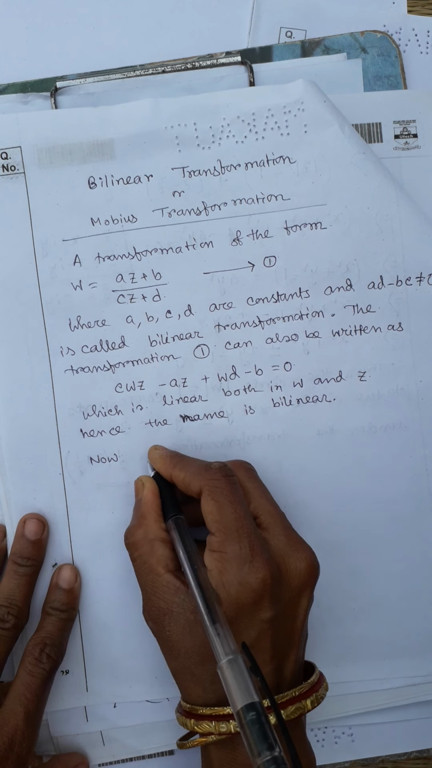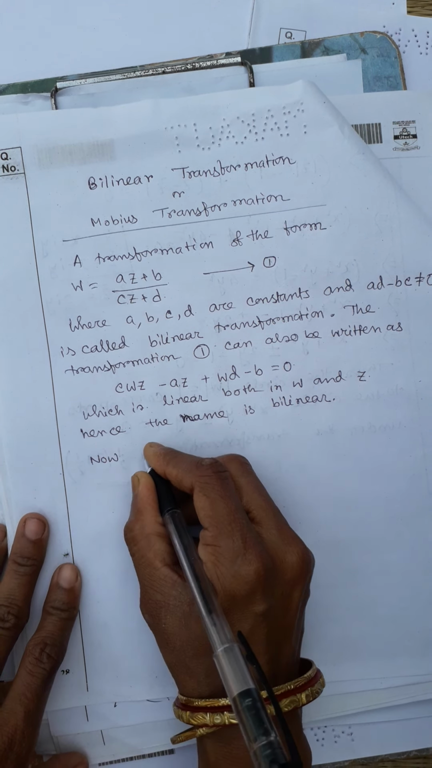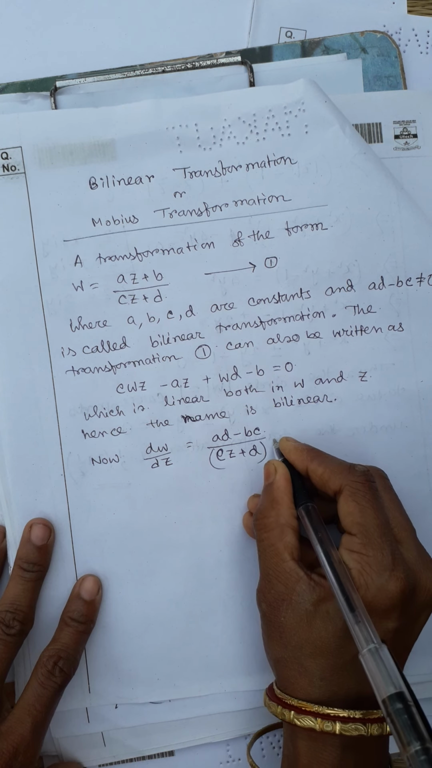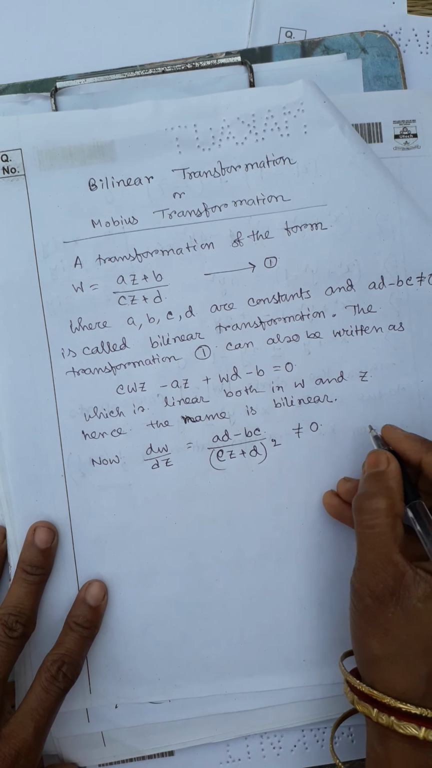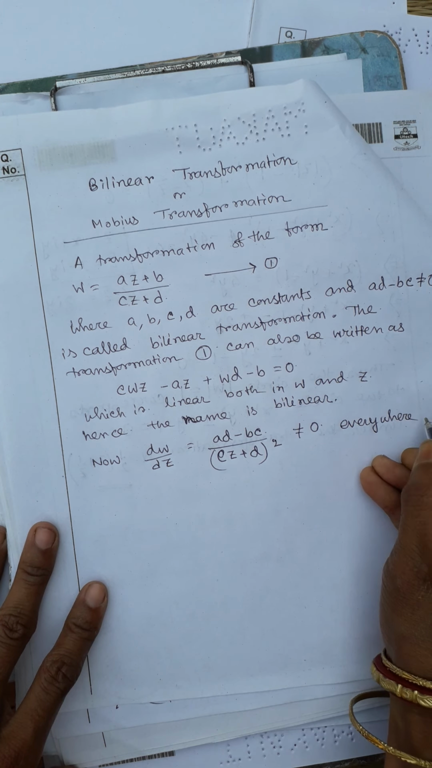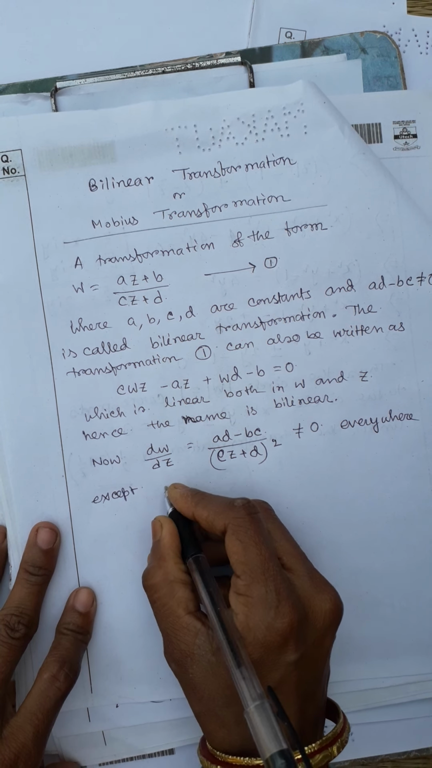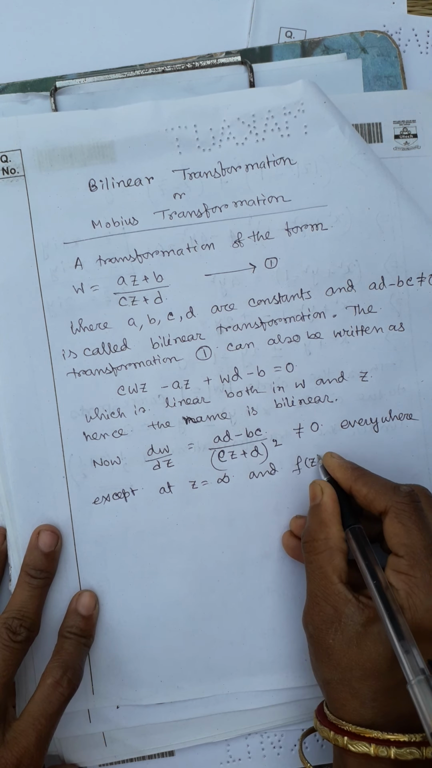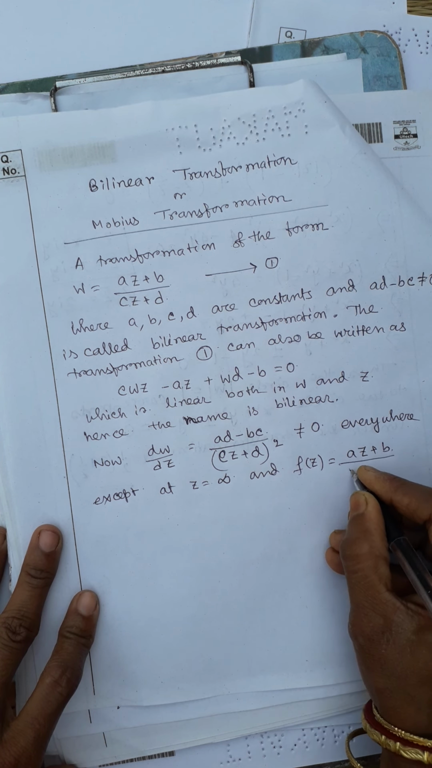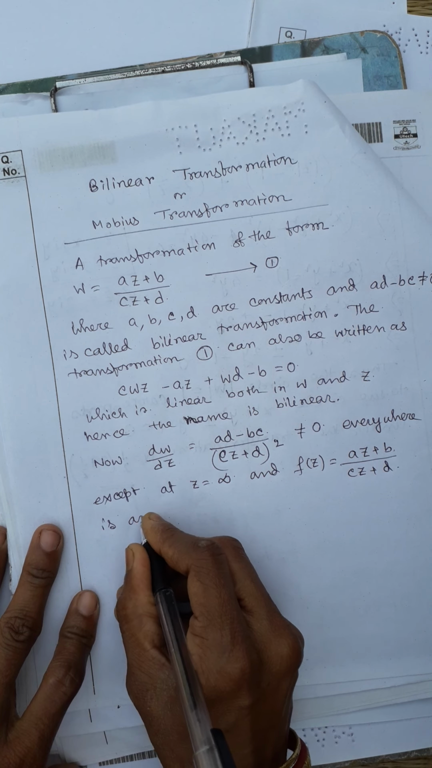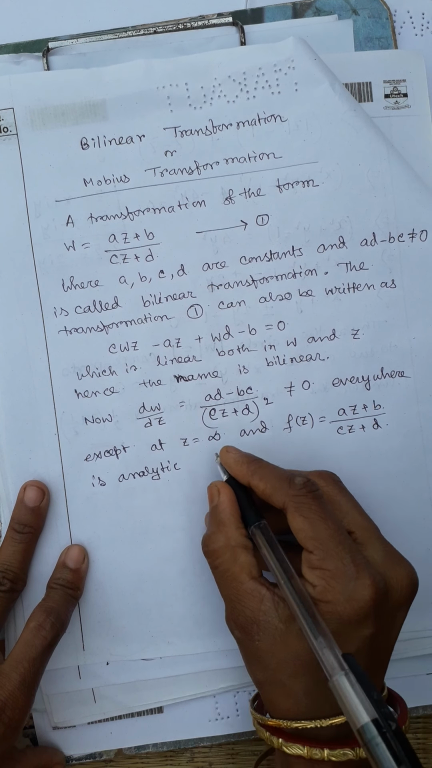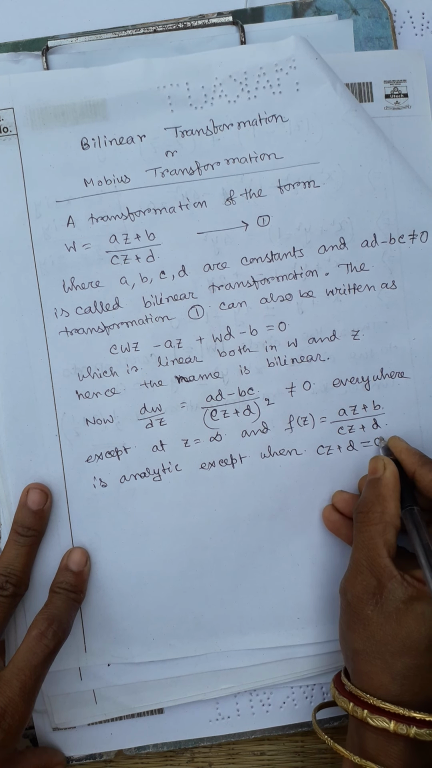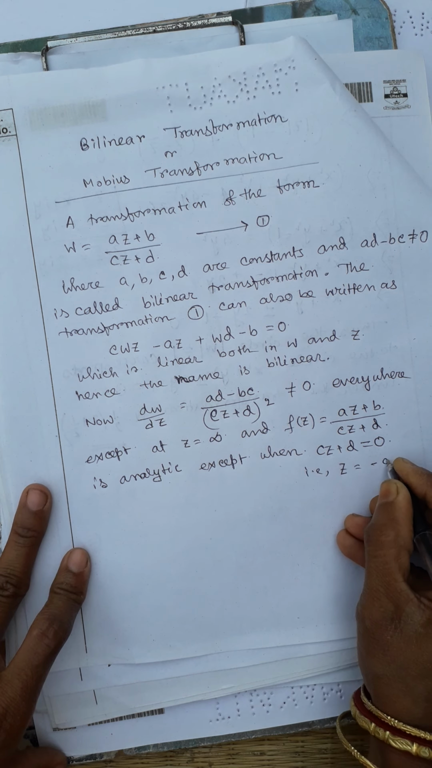Now, dW/dz is equal to (AD minus BC)/(CZ plus D) whole square, which is not equal to 0 everywhere except at Z equal to infinity, and f(z) = (Az + B)/(Cz + D) is analytic except when Cz plus D equals 0. That means Z equals minus D by C.